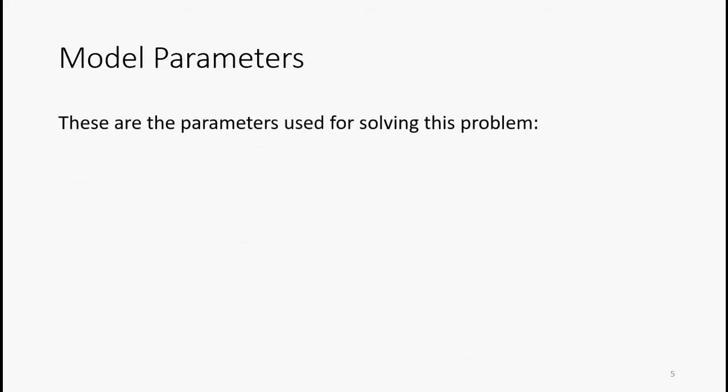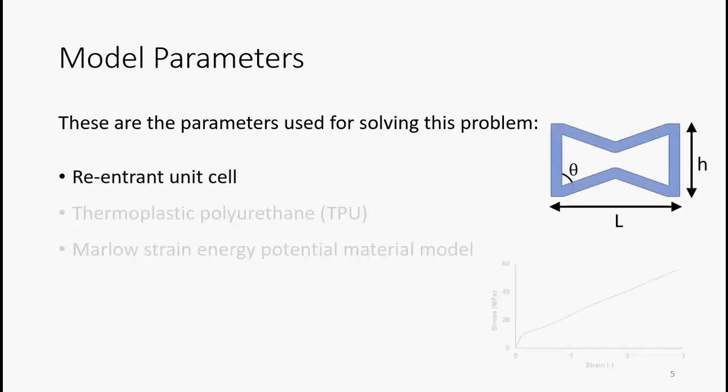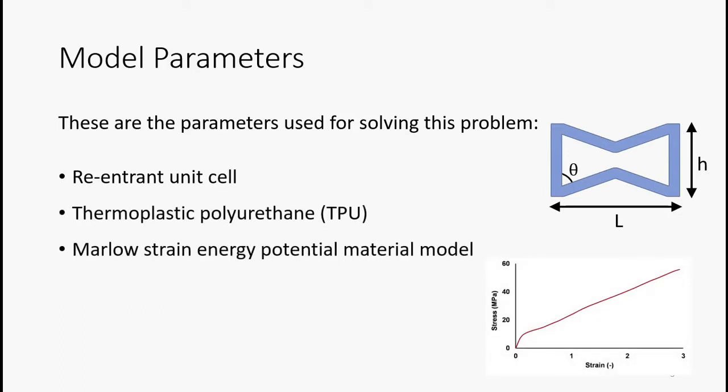Now the parameters are as follows. Our unit cell is a reentrant unit cell. And the material is TPU, which has the stress strain as shown in this curve, and the material will be modeled using the Marlowe strain energy potential material model. And 20% strain will be applied in the y direction to the structure.